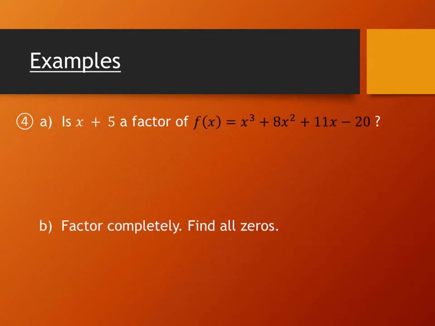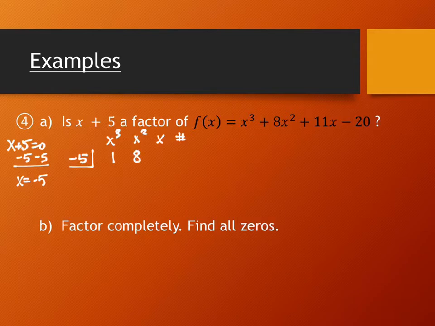If I were to set x plus 5 equal to 0, and I subtract my 5, x is -5, right? Okay. So my -5 goes on the outside. And then I have a cubic, so I have x cubed, x squared, x, and a number. So x cubed is 1. Squared is 8. And then x is 11. And your number is -20. Right. Okay, so we're ready to do the synthetic division with this.